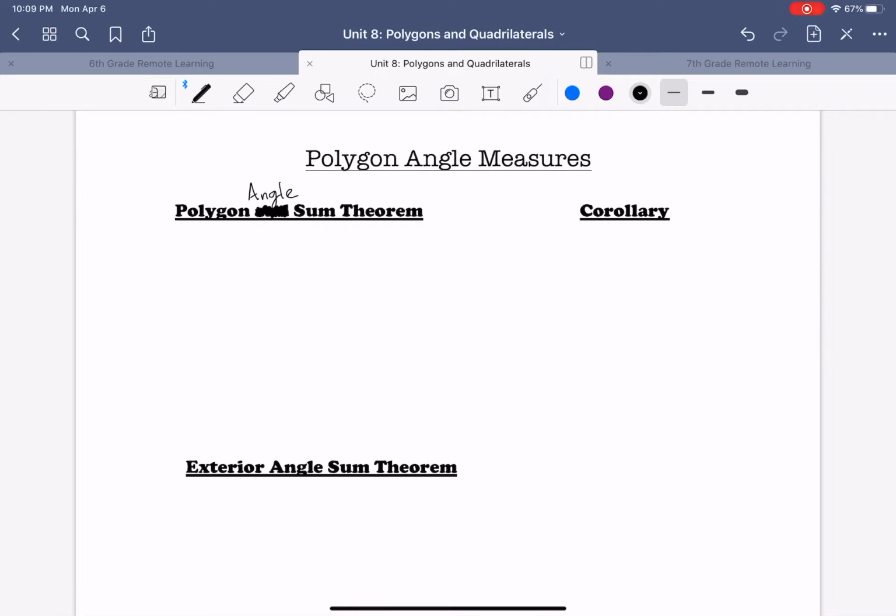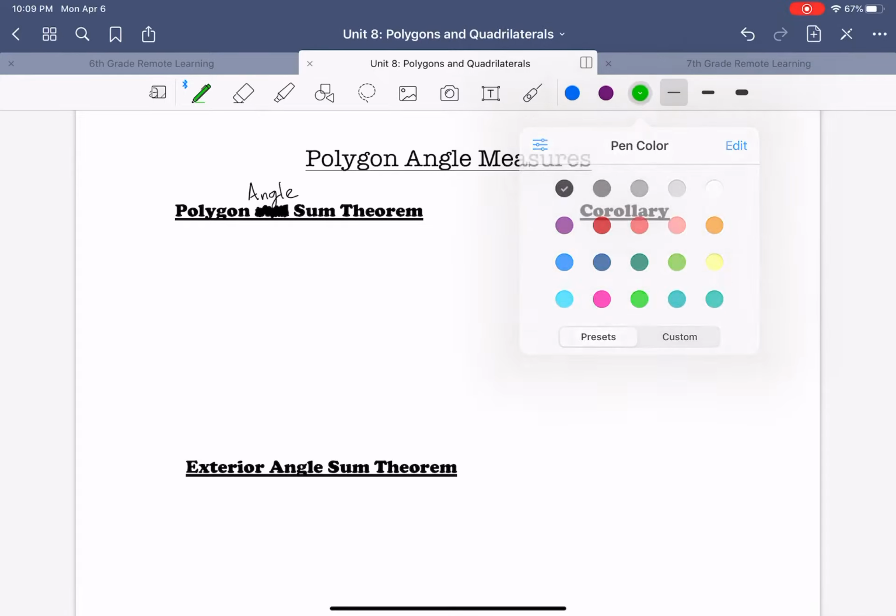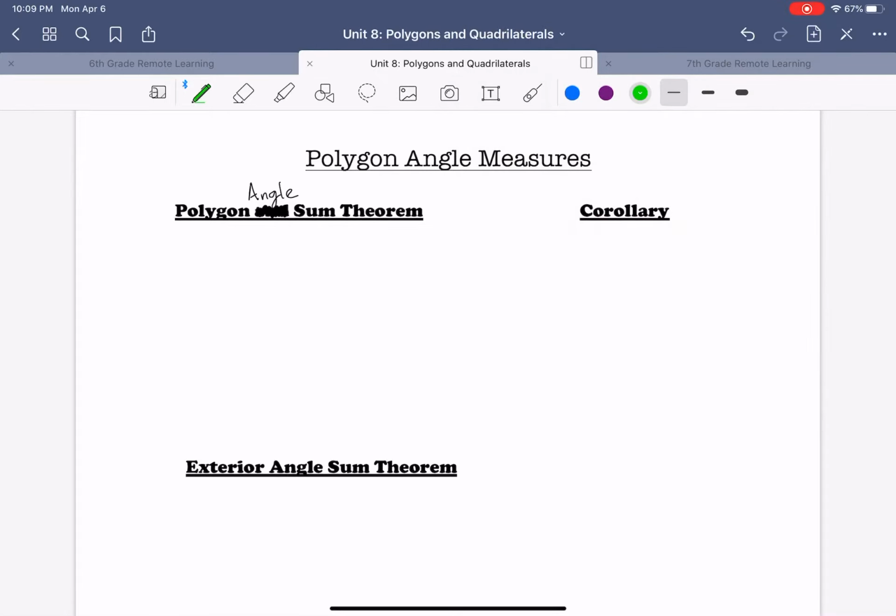That might sound familiar because we've talked about the Triangle Angle Sum Theorem. The Triangle Angle Sum Theorem tells us that the measures of the angles of a triangle equal 180 degrees. So the Polygon Angle Sum Theorem says the following.